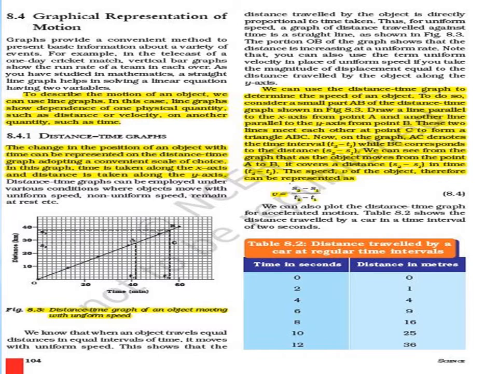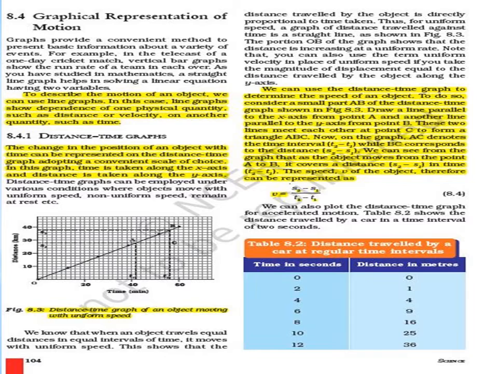In this case, line graphs show dependence of one physical quantity such as distance or velocity on another quantity such as time. That is, mostly in the x-axis the time is there, and in the y-axis the distance or the velocity will be considered. So the first one is the distance time graphs.